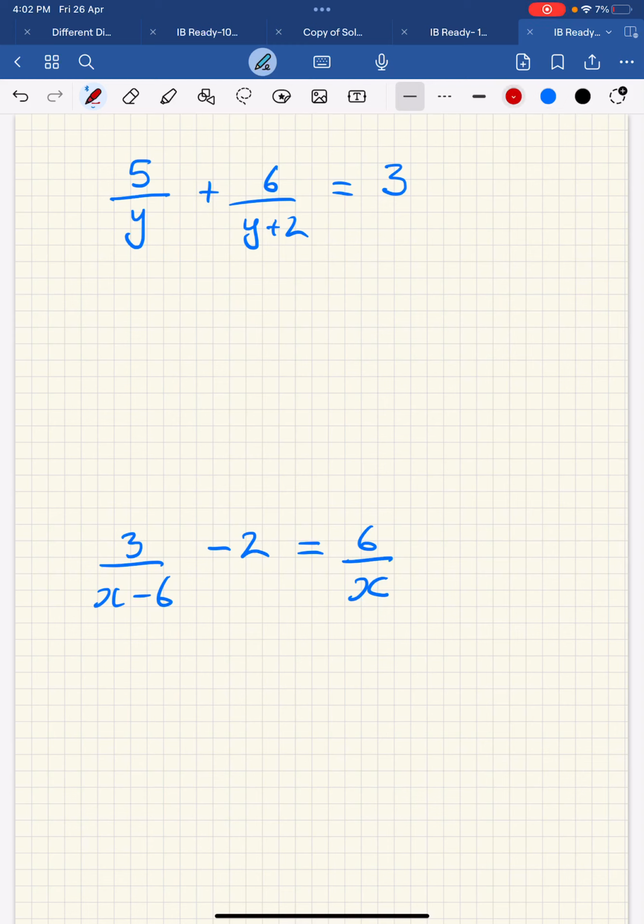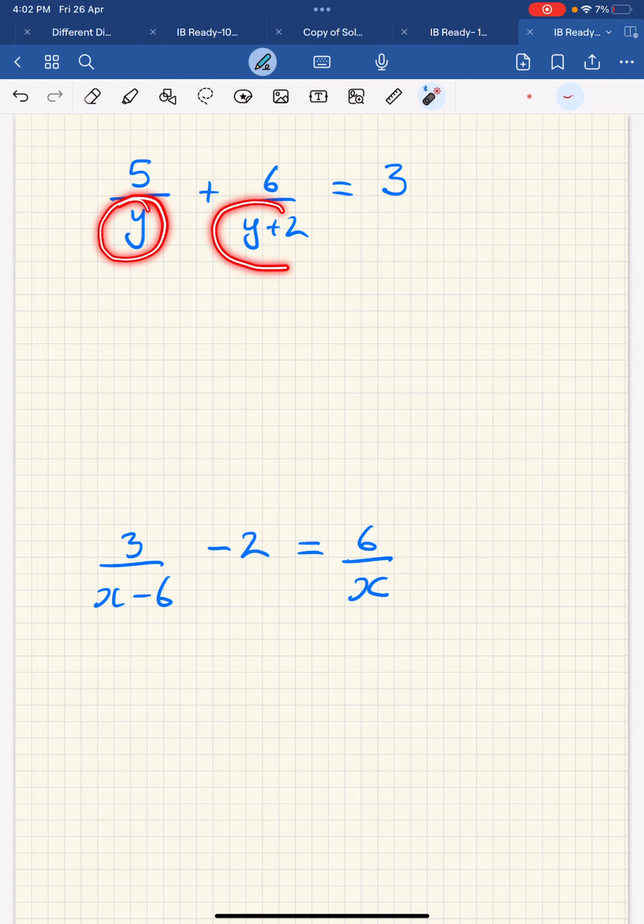Alright, so here are two very tasty equations to solve. They're really quite challenging. But the first thing we need to know is that we've got fractions involved. Look, there's a denominator of y here, and a denominator of y plus 2. So I'll do this step by step.